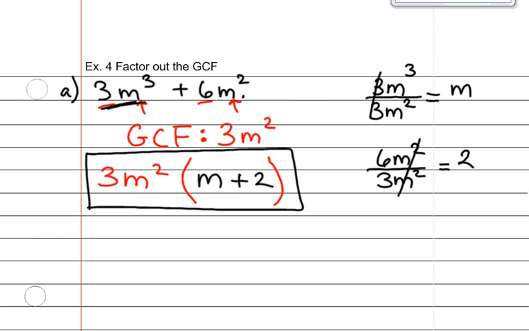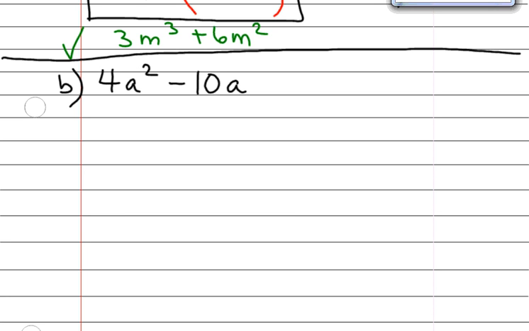Now again, you can check your work. If you want to check your work, then you can just simply redistribute back in, and you would get 3m cubed plus 6m squared, and see if that's what you started with, and it is. Okay? So let's try one more example like that. Okay, so now I have 4a squared minus 10a. So I want to factor this, so the first thing I want to do is find the GCF. So I'm looking at 4a squared and negative 10a.